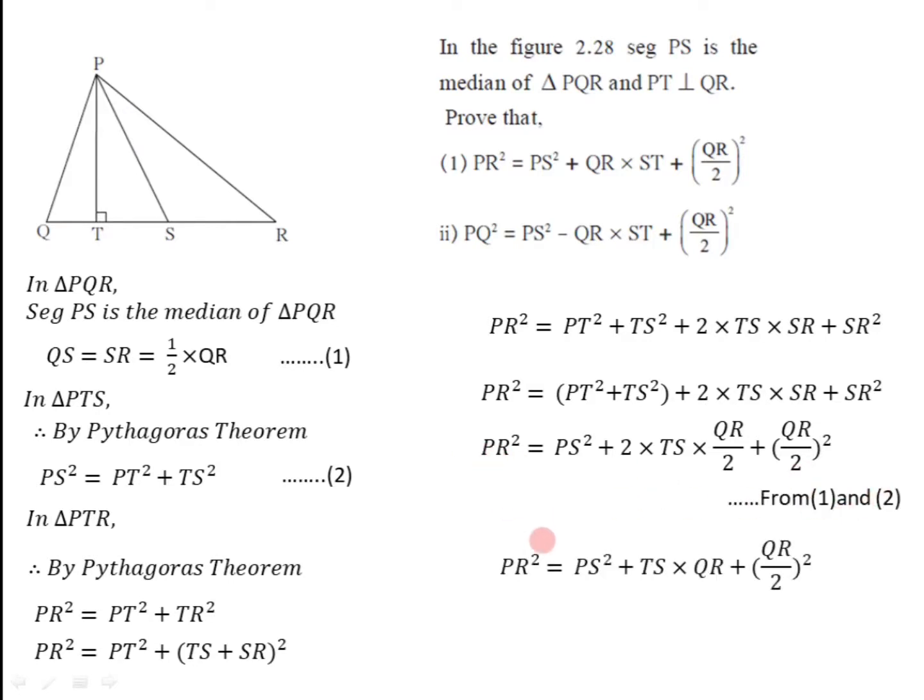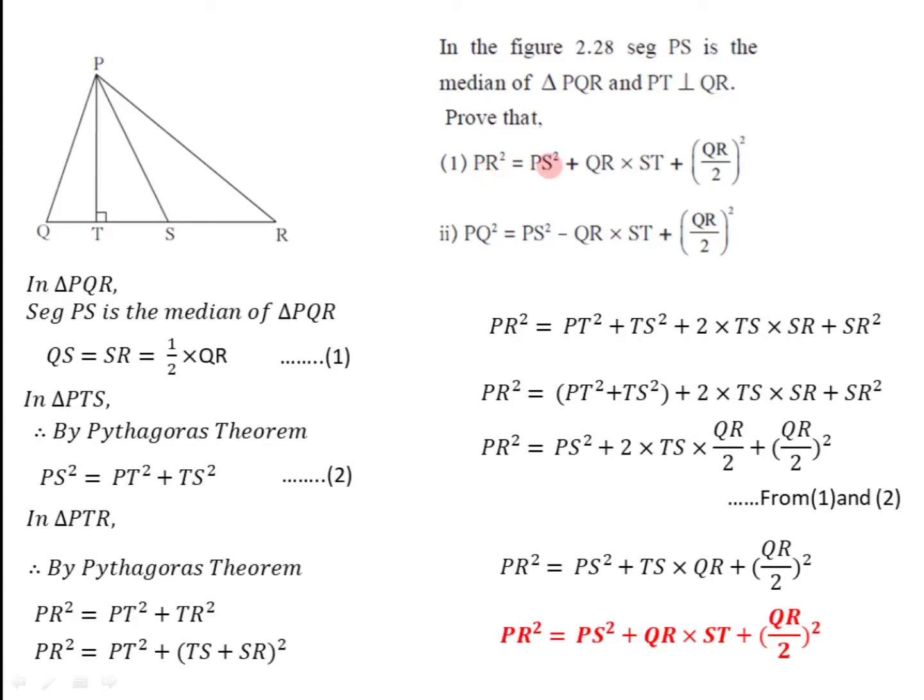Now if we further simplify, we get PR square is equal to PS square plus, now for this expression 2 in the numerator and denominator will get cancelled to have TS into QR plus the last term (QR by 2) bracket square as it is. Now if we rearrange these terms, we get PR square is equal to PS square plus QR into TS, that is nothing but ST, plus (QR by 2) bracket square, and that is the first expression we want to prove.